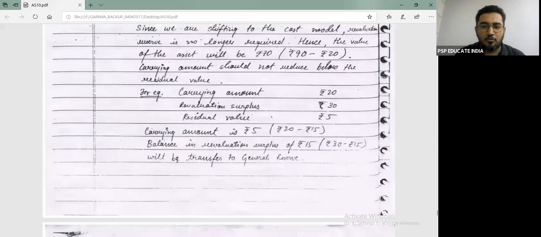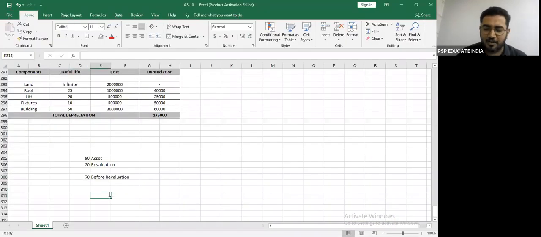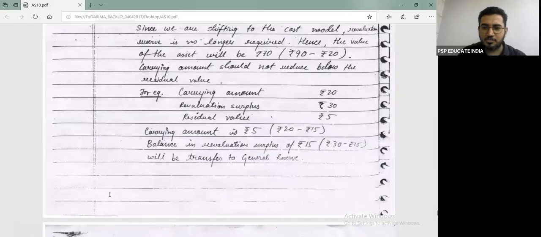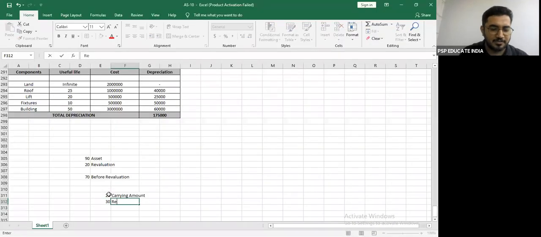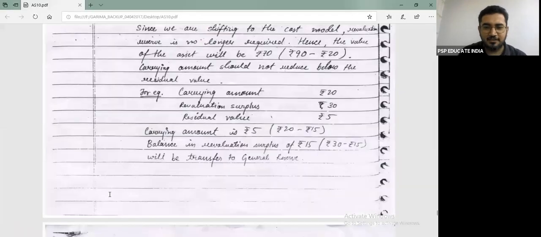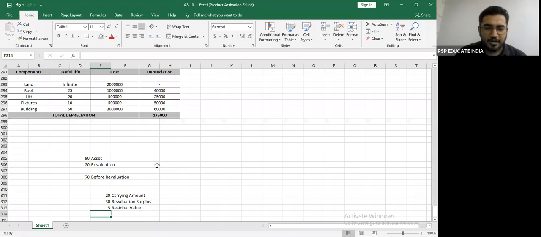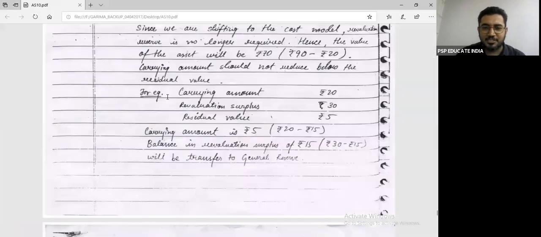So your carrying amount is how much? 20. So I'm writing over here. Carrying amount is 20. Revaluation surplus is 30 and residual value is 5. Okay, tell me how much revaluation surplus maximum we can adjust.